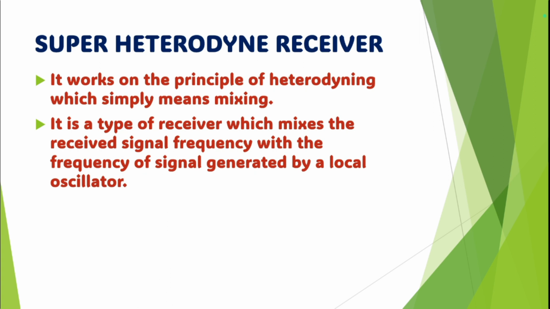Here are the classifications of radio receivers, first depending upon the application and depending upon the fundamental aspects. Depending upon the applications, radio receivers are generally of five types. The first one is the amplitude modulation broadcasting receiver, second the frequency modulation broadcasting receiver, third the communication receiver, fourth the television receiver, and fifth the radar receiver.